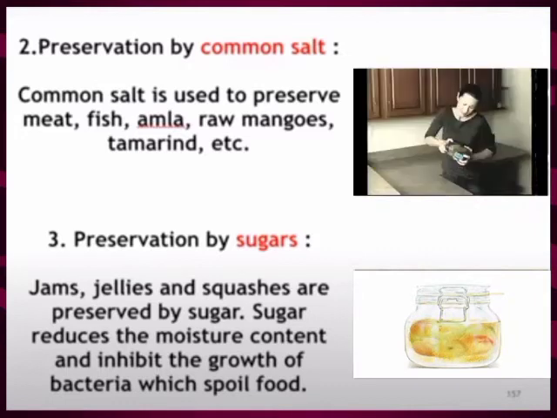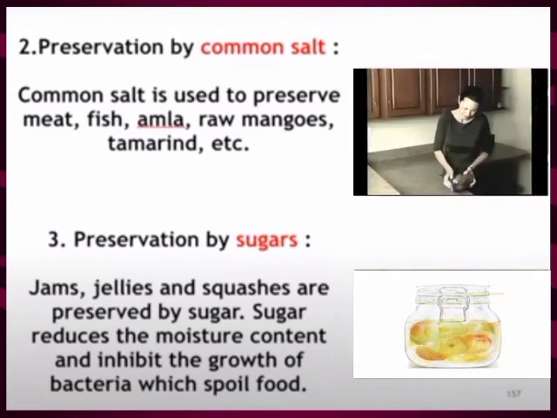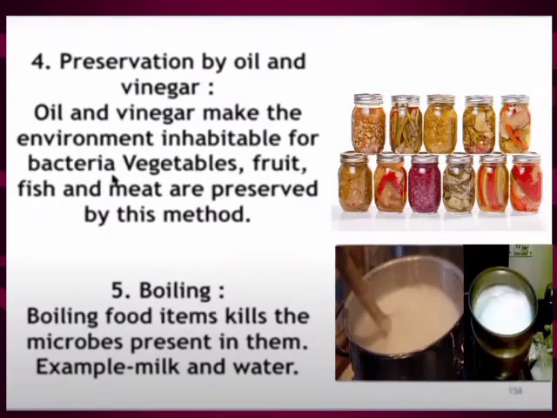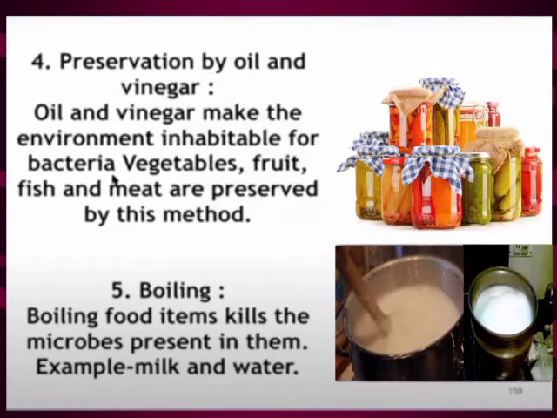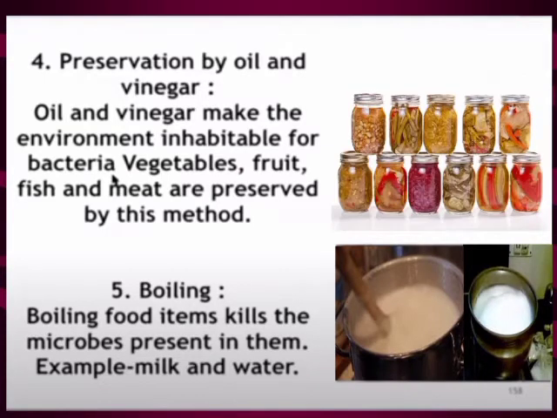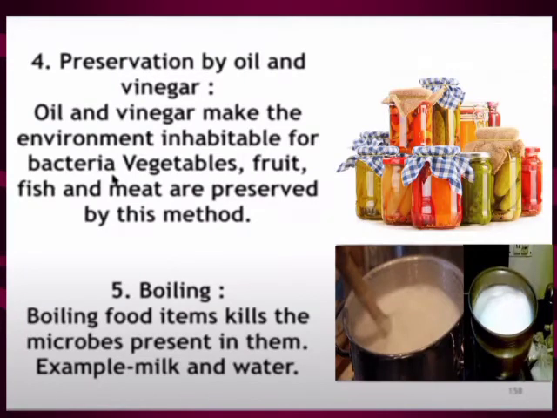Next is preservation by sugars. Jam, jellies and squashes are preserved by sugar. Sugar reduces the moisture content and inhibits or stops the growth of bacteria which spoil the food. Next is preservation by oil and vinegar. Oil and vinegar make the environment inhabitable for bacteria. Vegetables, fruits, fish and meat are preserved by this method.